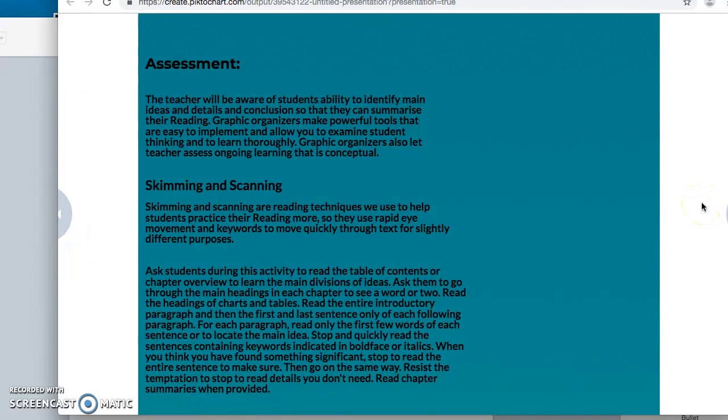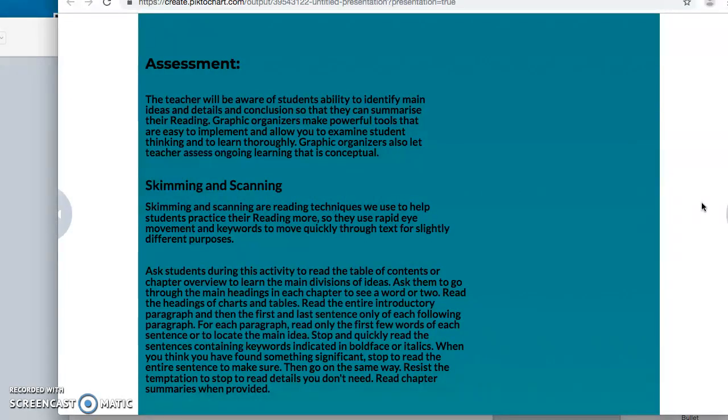Assessment: the teacher will be aware of students' ability to identify main ideas, details, and conclusions so that they can summarize their reading. Graphic organizers are powerful tools that are easy to implement and allow you to examine student thinking and to learn thoroughly. Graphic organizers also let teachers assess ongoing learning that is conceptual.